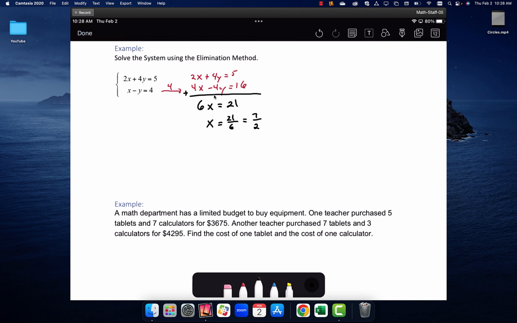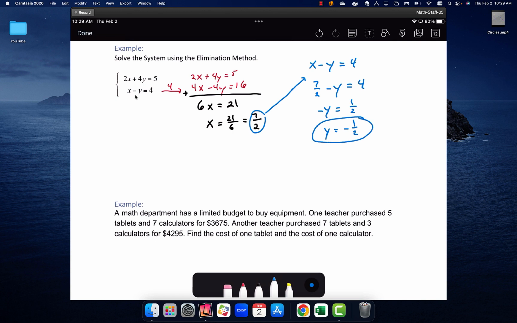To find y, we're going to take our x value and plug it into one of the top equations that you start with. It doesn't matter which one, whichever looks easier. I think the second one looks easier in my opinion. So I'm going to take that second equation and replace x, in this case 7/2, up here. So we have 7/2 minus y equals 4. Subtract 7/2 on both sides, and we get 1/2. Divide, and we get y is equal to negative 1/2. And again, our final answer is a coordinate: 7/2, negative 1/2. So if we graphed these two lines, they would intersect at the coordinate 7/2, negative 1/2.